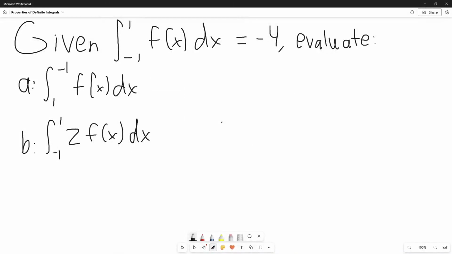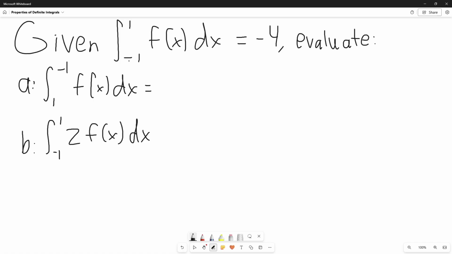Now, let's do another practice problem. If you think you can do this one, pause the video and try it. This one says, given that the integral of -1 to 1 of f of x with respect to x is equal to -4, evaluate A, the integral of 1 to -1, and B, the integral of -1 to 1 of 2f of x with respect to x. So now, let's do A first.